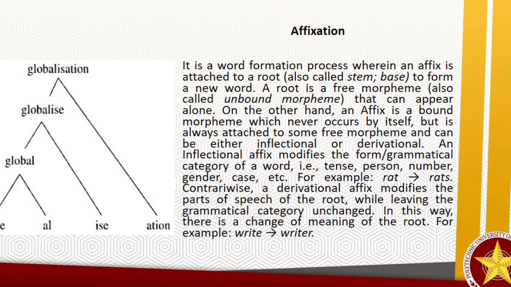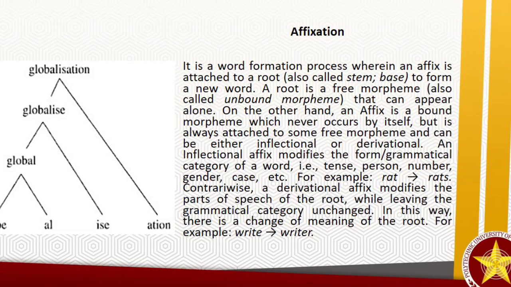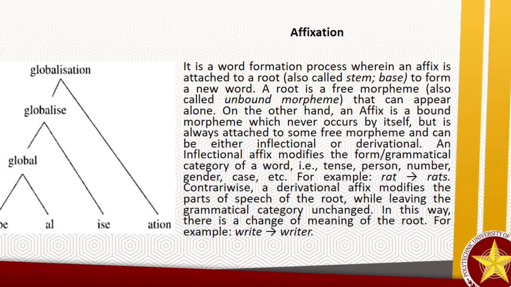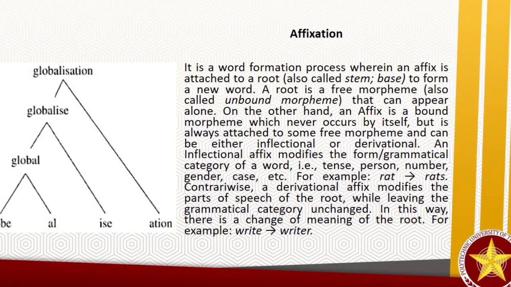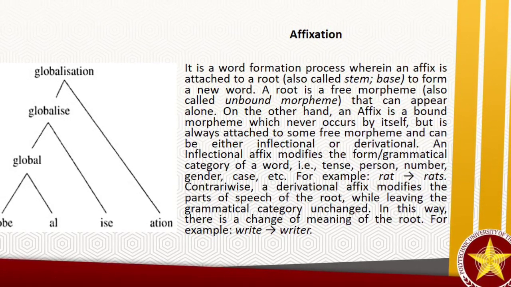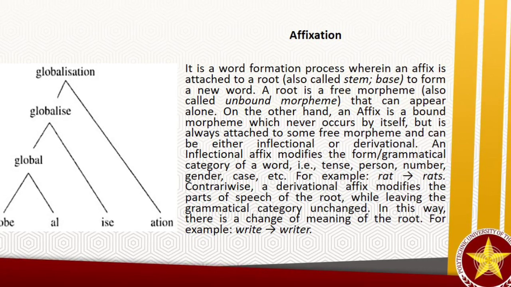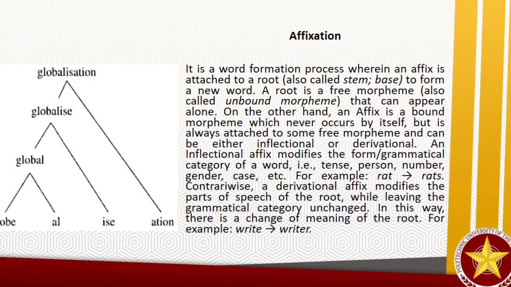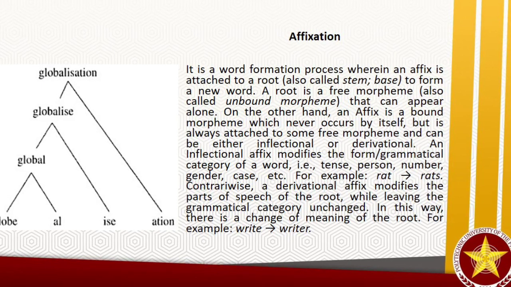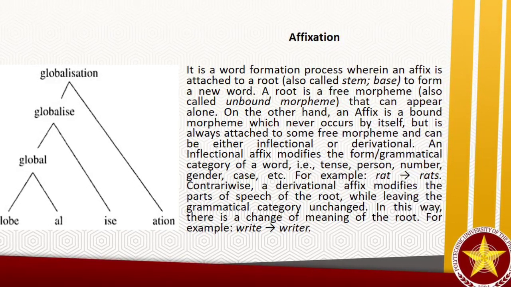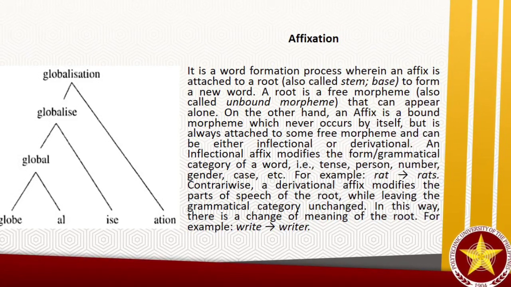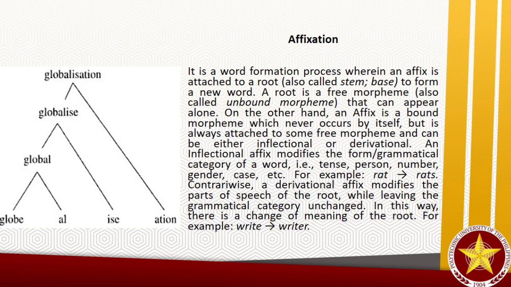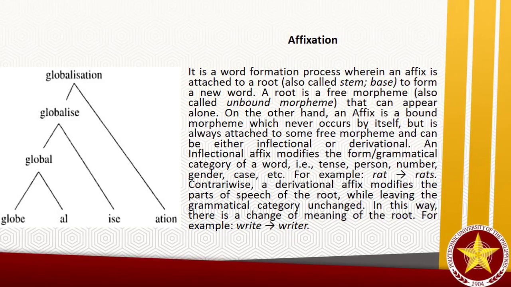It is a word formation process wherein an affix is attached to a root, also called stem or base, to form a new word. A root is a free morpheme, also called unbound morpheme, that can appear alone. On the other hand, an affix is a bound morpheme, which never occurs by itself, but is always attached to some free morpheme and can be either inflectional or derivational. An inflectional affix modifies the form or grammatical category of a word, i.e., tense, person, number, gender, case, etc. For example, rat to rats.